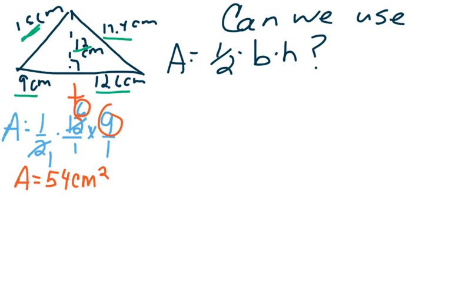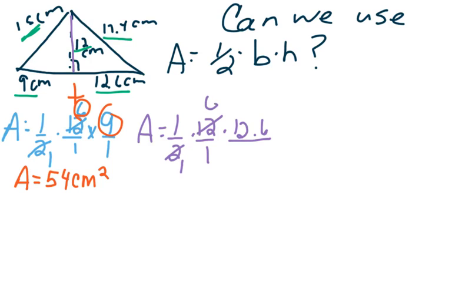Okay, and then the second triangle, we're going to have area equals 1/2 times 12, because that's our altitude, times 12.6. Okay, and these are both over 1, and we can do the same thing again. We can put the 2 into itself one time, and we can do 2 into 12 and make that a 6. So now we are left with 6 times 12.6.